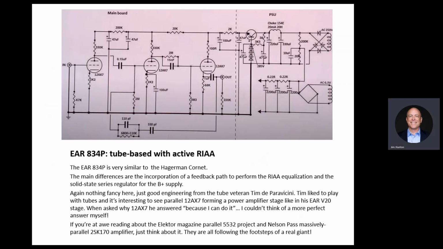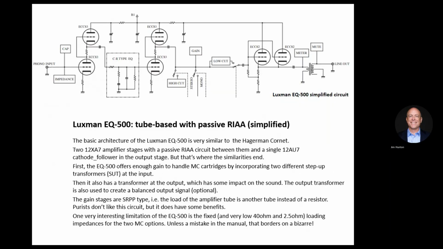This is the EAR 834, a similar circuit, just with feedback. The RIAA is in the feedback path. Luxman, which we're going to listen to, has a similar concept, with a lot more power supply in the Luxman. The Luxman also adds a transformer on the output, which is interesting. And for moving coil, it uses transformers on the input. So does the EAR.